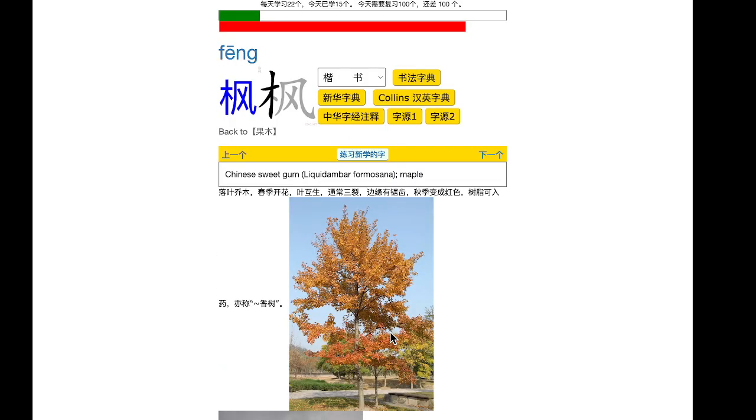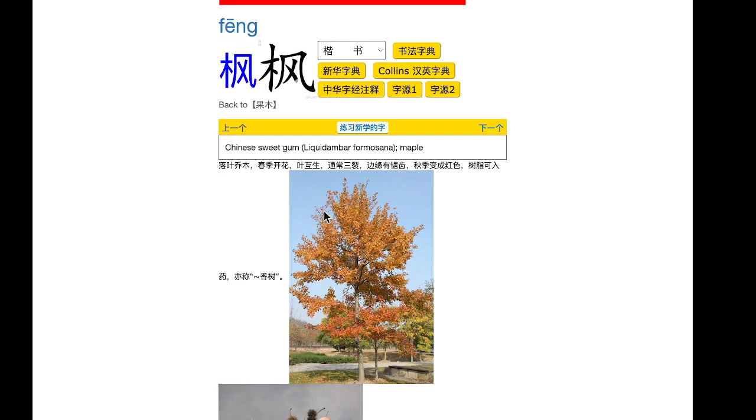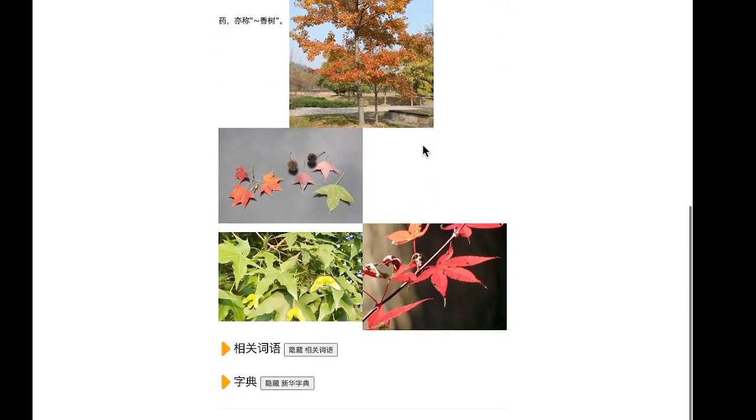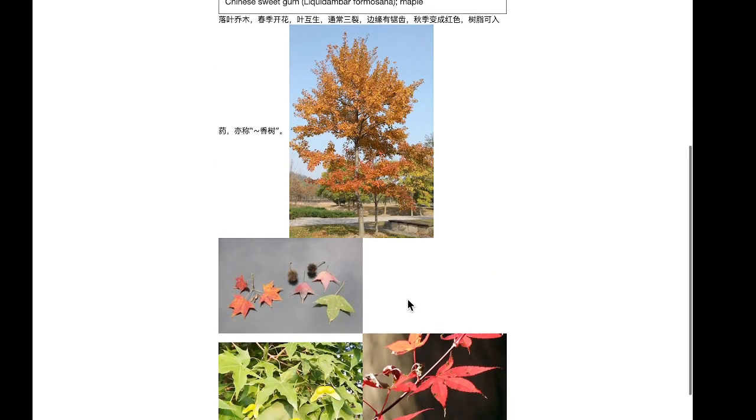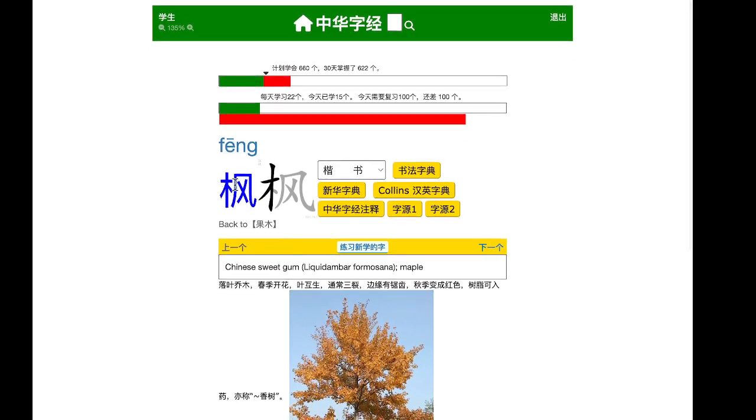Feng. This on the right is also feng. It means wind. This tree is a Chinese sweet gum. This tree. But we also use feng to refer to maple trees, which are kind of similar but not really related. Those are your maple leaves. Various different varieties of maple. Every variety of maple uses this word, feng. Just tack other words onto it.